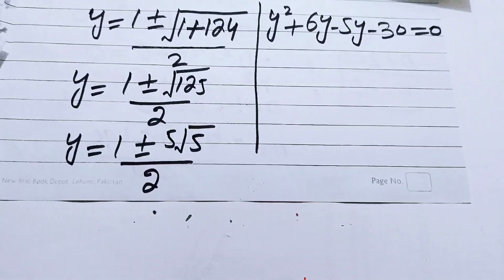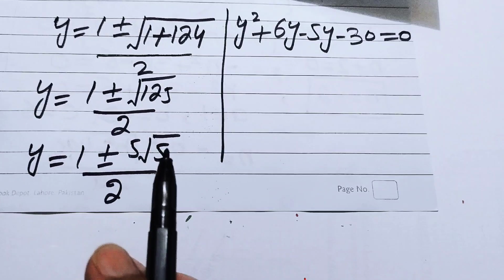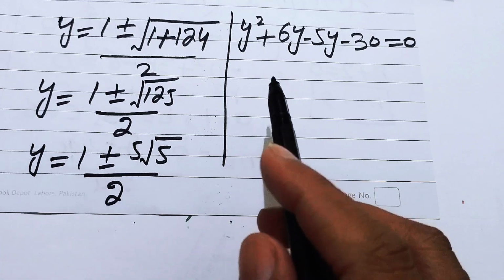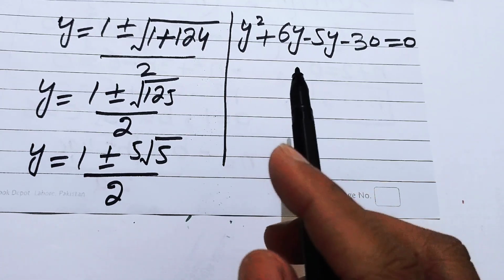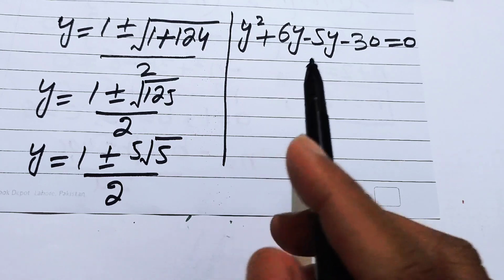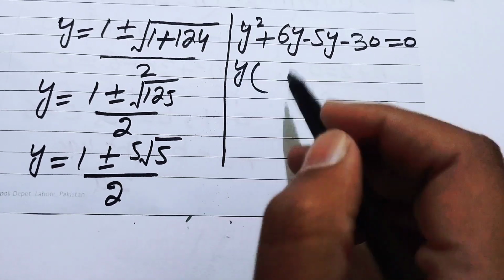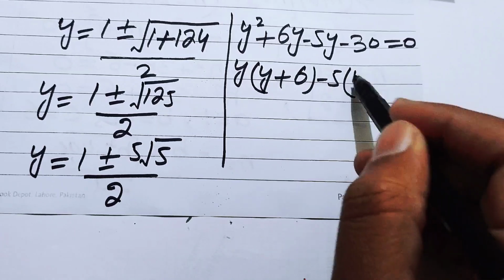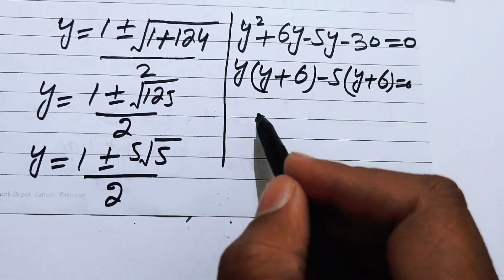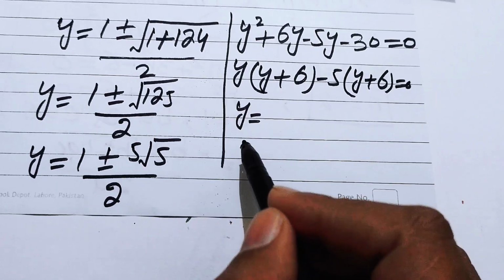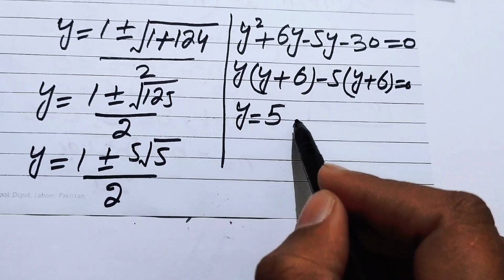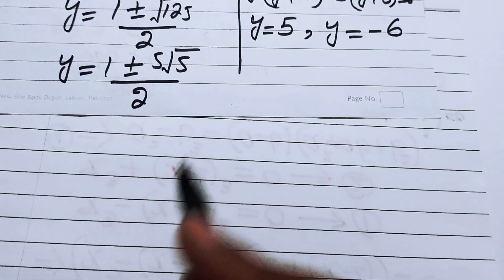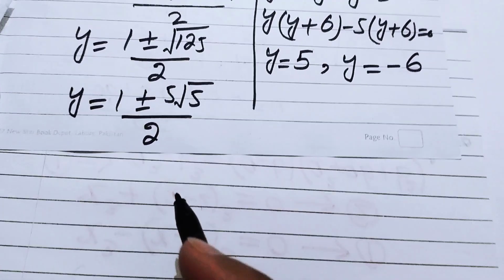So this is the value of y, and now we find the values of x, so that first we solve this case, and here we see that it is equals to, first we take common y and you get y times of y plus 6. Here you take common minus 5 and you get y plus 6 equals to 0. So now here we get the two values of y. The one is y equals to 5 and the other value of y equals to minus 6. So this is the values of y, and now we move towards to find the values of x.